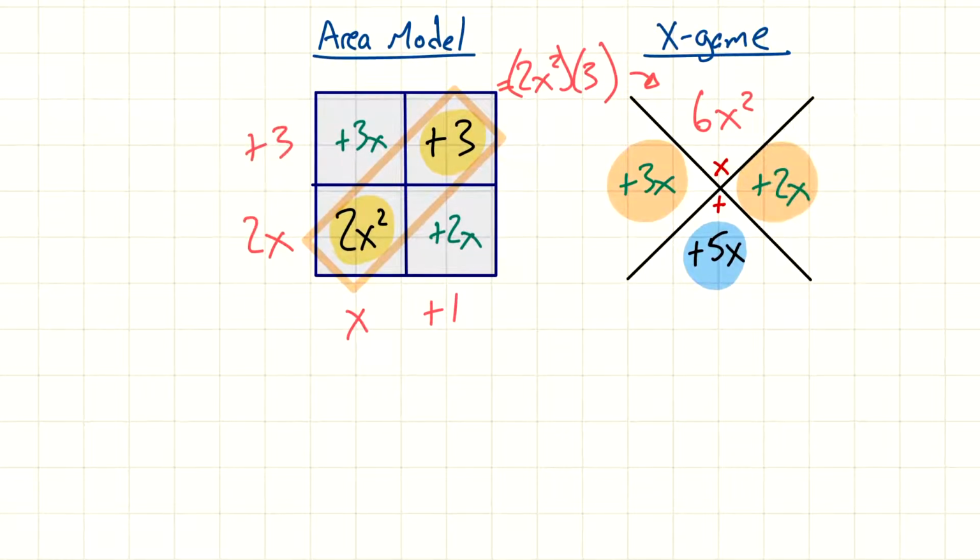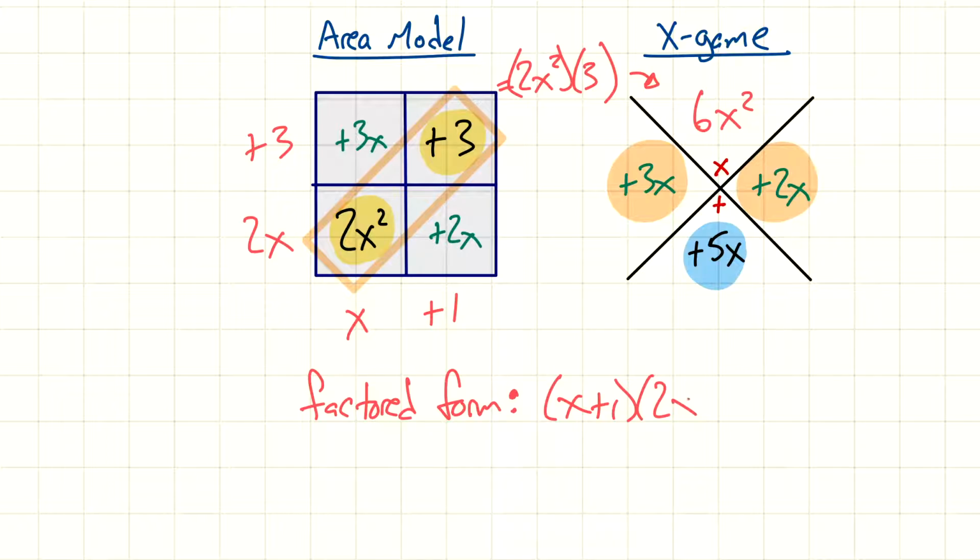All right, so I'm looking for common terms. So 3 goes into both of these, 2 goes into both of those, and then 1 goes into both of those. Same thing here, only x in common. So factored form. So, oops, that looks funny. So factored form is going to be x plus 1 times 2x plus 3. All right. And oops, that's pretty much it.